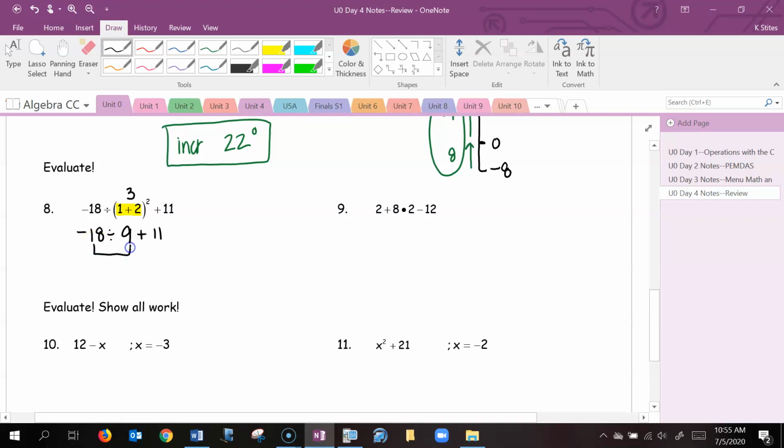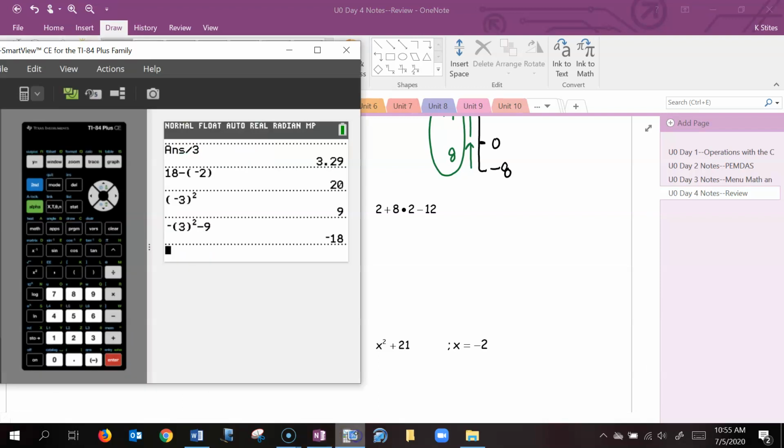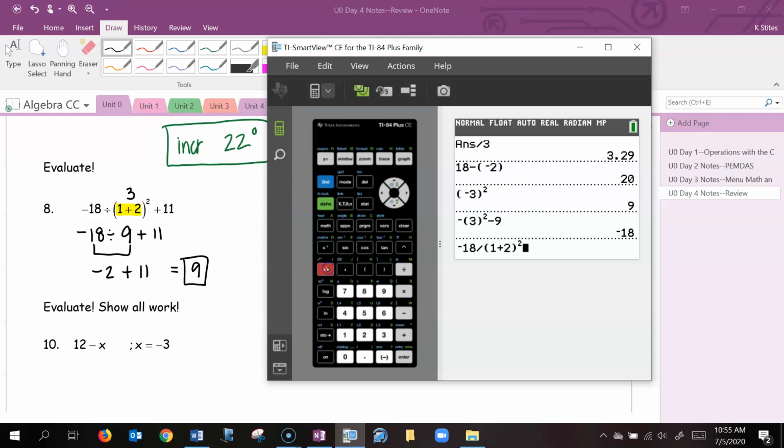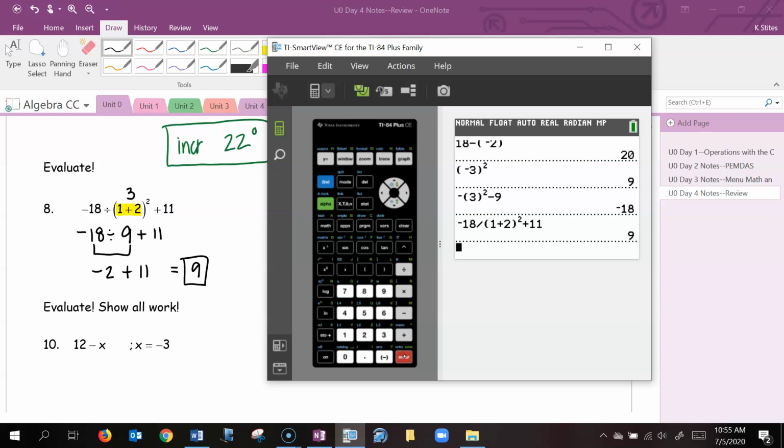Division comes first. Negative 18 divided by 9 is negative 2. And then add the 11. Again, this is like you're at negative 2 on the number line and you're moving to the right 11. We would end up at 9. Here's how we would type it in our calculator. Negative 18 divided by the quantity 1 plus 2 squared, plus 11. And there you go.